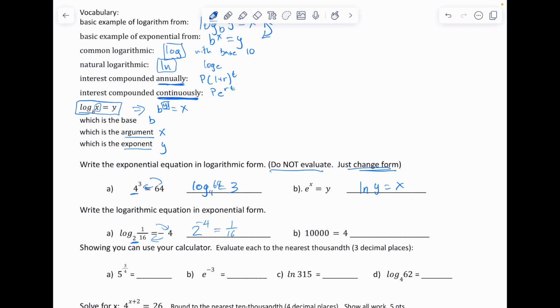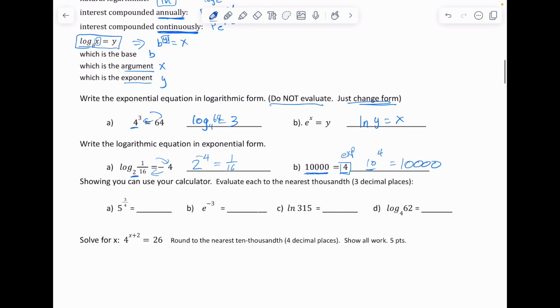This one's slightly tricky, but it's for you to understand, in terms of logs or exponentials, how the 10,000 relates to this 4. It's almost as if the 4 we know is going to be an exponent. So 10 to what power gives you 10,000? 4. Because 10 to the 4th power gives you 4 zeros, and that's your answer, 10,000.